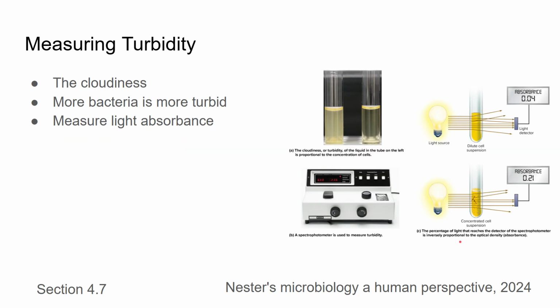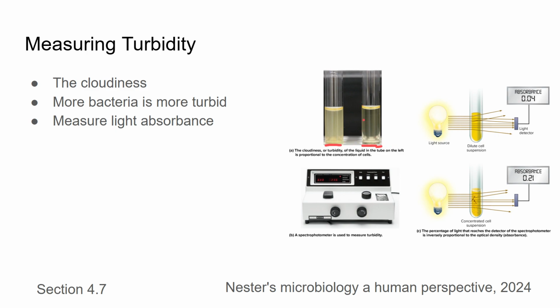Another way we can do this is by measuring the turbidity. Turbidity is a fancy word for cloudiness. So the more bacteria there are, the more turbid the solution will be. We can measure this by measuring how much light gets absorbed when you pass light through it. So first of all, when we look at our samples, we have a cloudy one, and this would indicate that there's quite a bit of bacteria in there. And we have a less cloudy one.